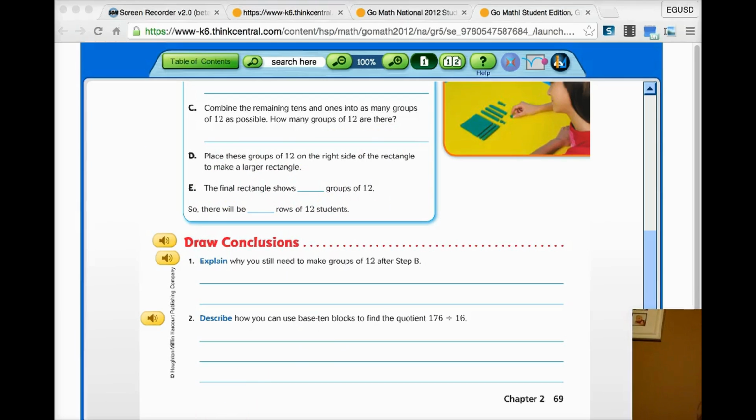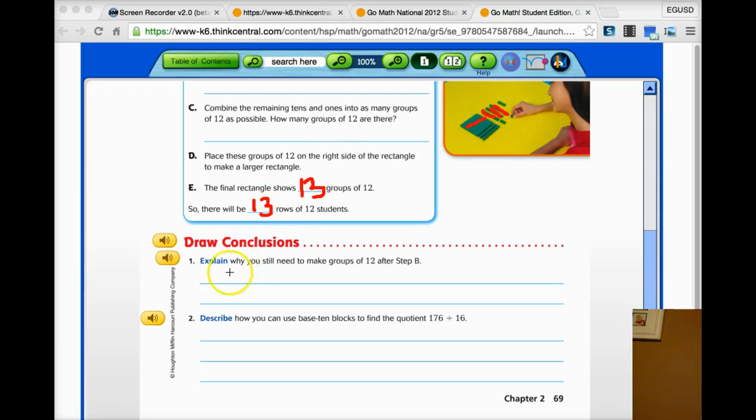So if I'm looking on here, I had the 10 already right here. There's 10, right? And then I made 3 more groups. So 10, 11, 12, 13. So I had 13 groups of 12. So there will be 13 rows of 12 students. So basically 156 divided by 12 is 13. So it's just another way for you to divide, but using manipulatives.